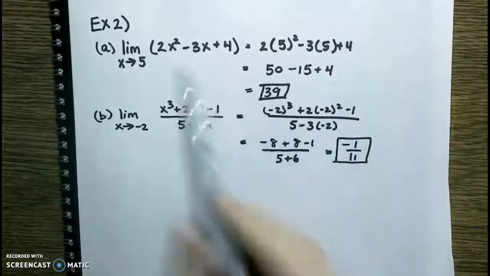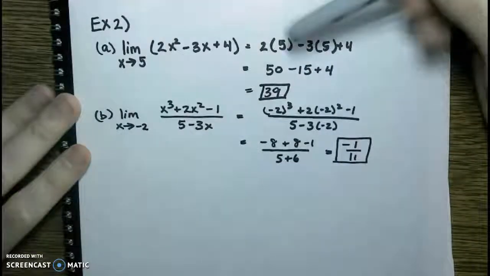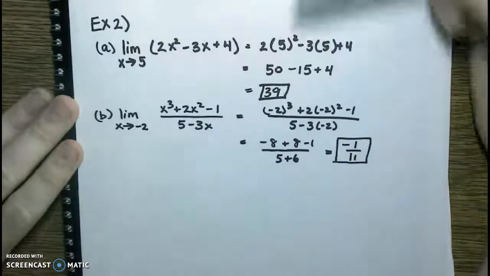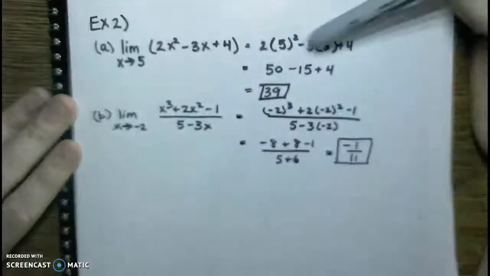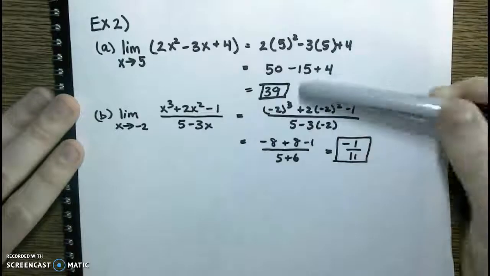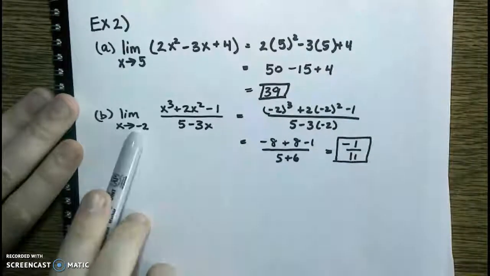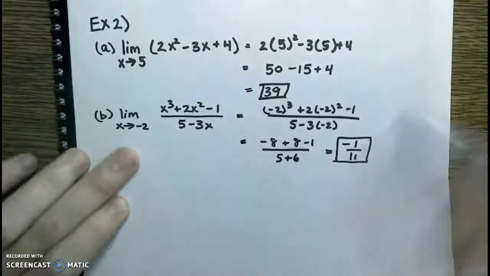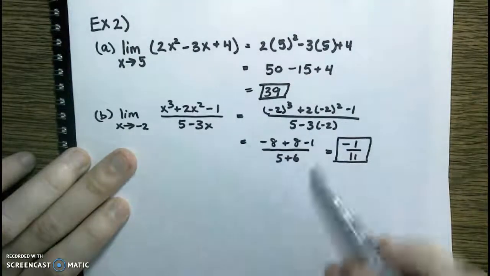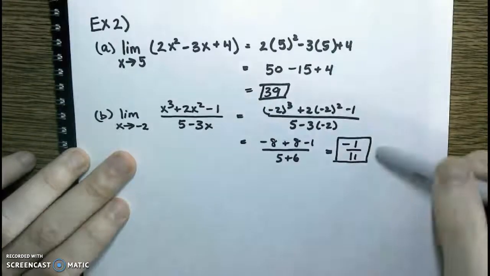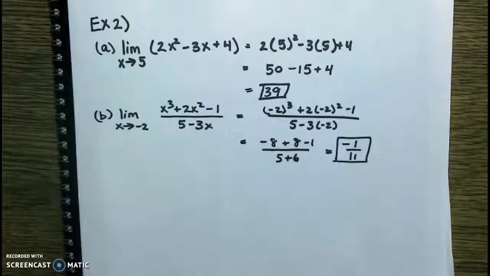So for example A, I plugged in 5. I substituted in the limit for each of the x values, and I ended up getting 25 times 2, 3 times 5, and 4, which adds up to 39. Same thing for B, substitute -2 in for all of your x values. You end up getting -8, +8, -1, and on the bottom 5 plus 6, and so you should end up with a value of -1/11.